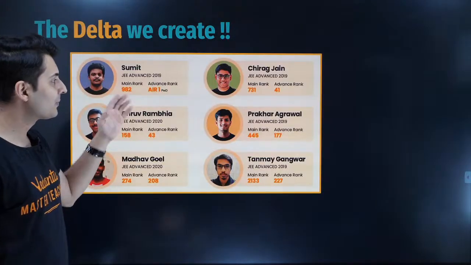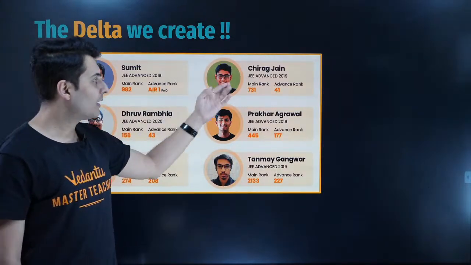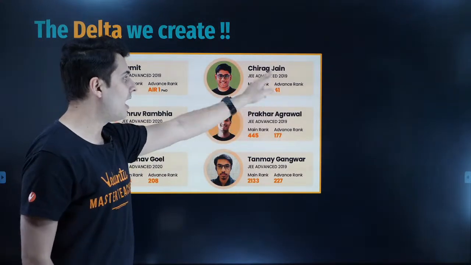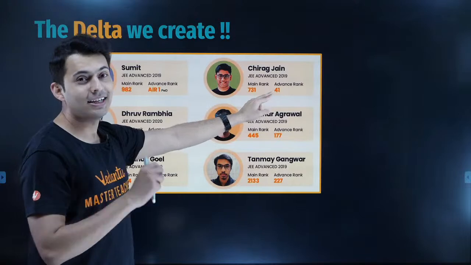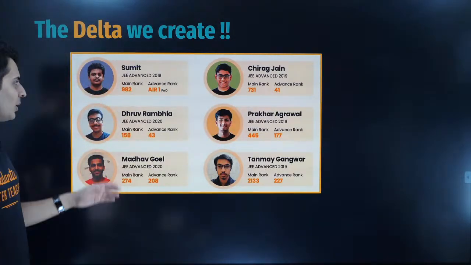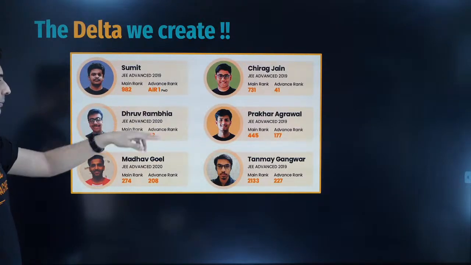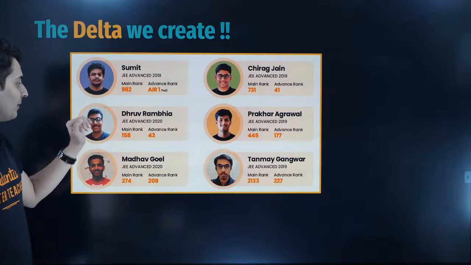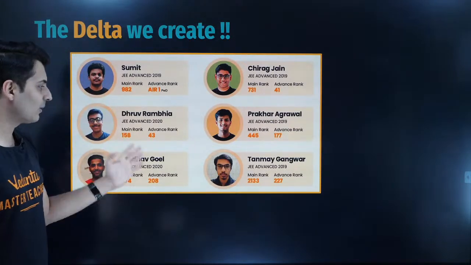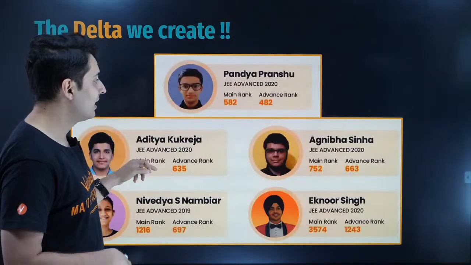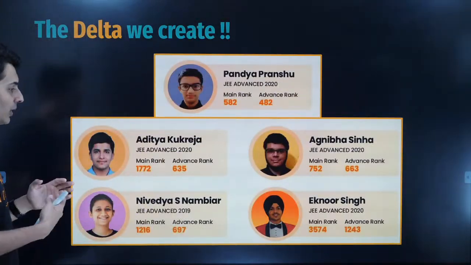And you can see guys, the change that was created. Their mains rank, let's say for Chirag, was 731 before joining Ekalavya. After joining the Ekalavya program, his rank in Advanced is All India rank 41. It's not a joke. Look at the ranks. All India rank 1 in PWD category, and then for Dhruv it was 158 in mains and it became 43 in Advanced. So guys, check out the delta. Look at all the changes that have happened in all these students before and after.